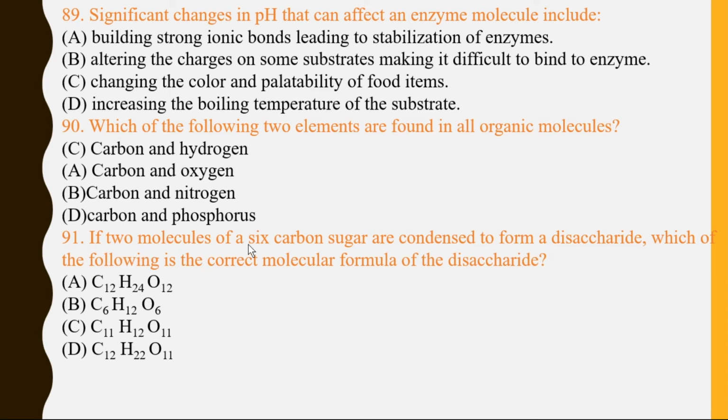Question number 91: if two molecules of 6-carbon sugar are condensed to form a disaccharide, which of the following is the correct molecular formula of the disaccharide? A, C12H24O12; B, C6H12O6; C, C11H12O11; D, C12H22O11.